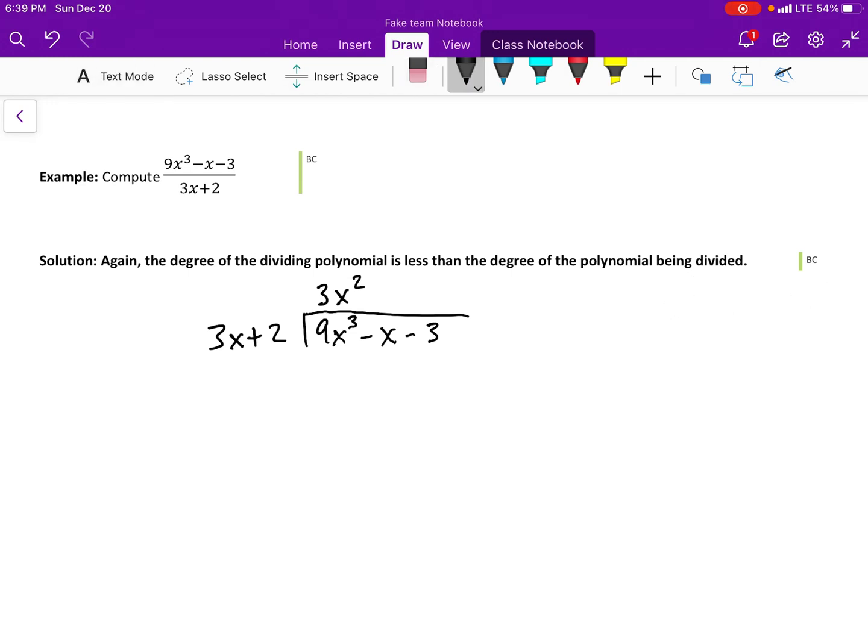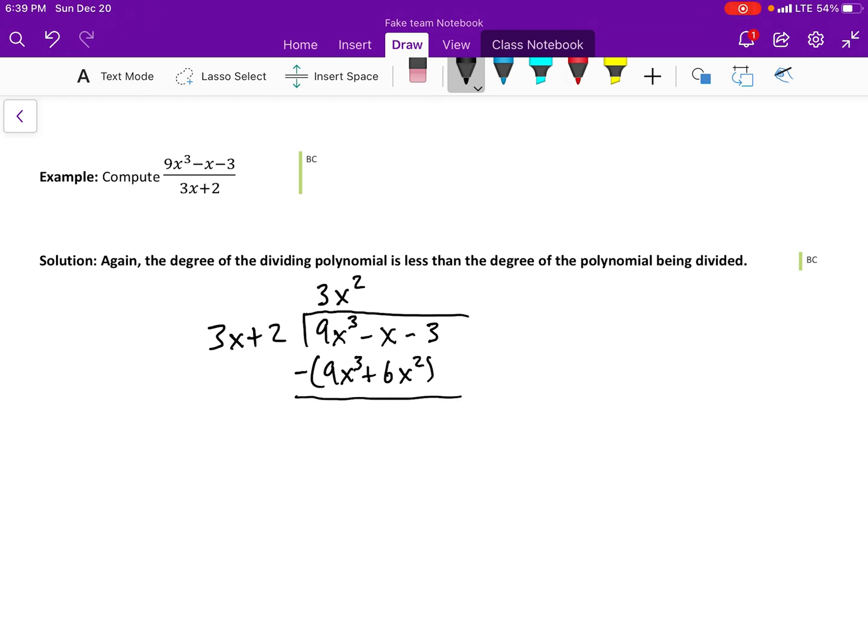So we have minus 9x to the third. And now remember, we have to take this term and multiply it by this plus 2 as well. So 3x squared times positive 2 is plus 6x squared.